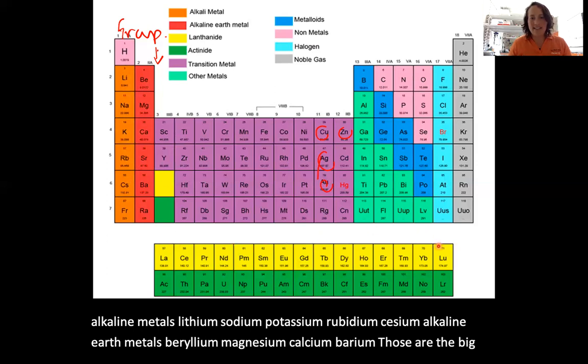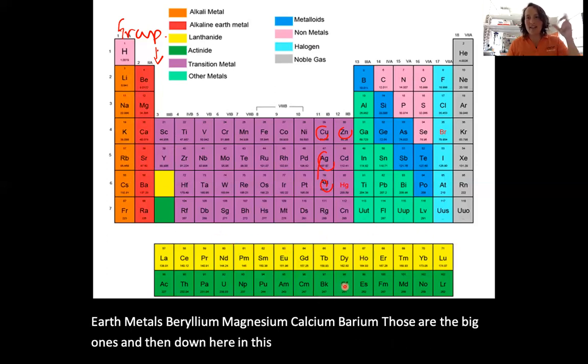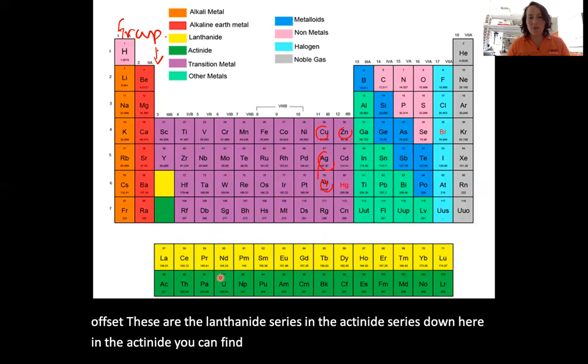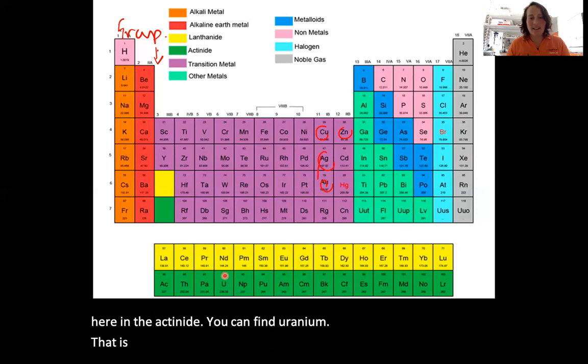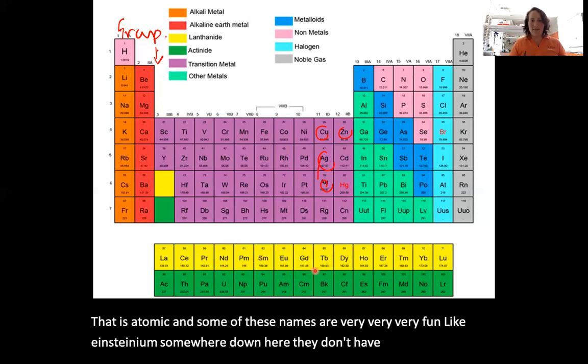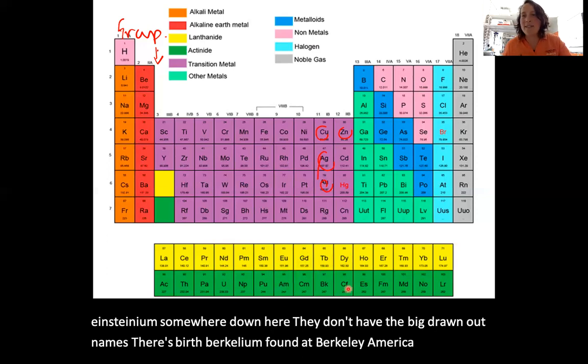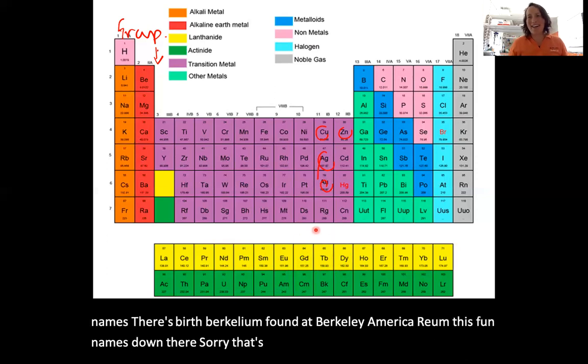And then down here in this little group of elements that is kind of offset, these are the lanthanide series and the actinide series. Down here in the actinide, you can find uranium, that is atomic. Some of these names are very fun. Einsteinium is somewhere down here. There's Berkelium, it's found at Berkeley. Americium. Just fun names down there. Sorry, that's the name game area.